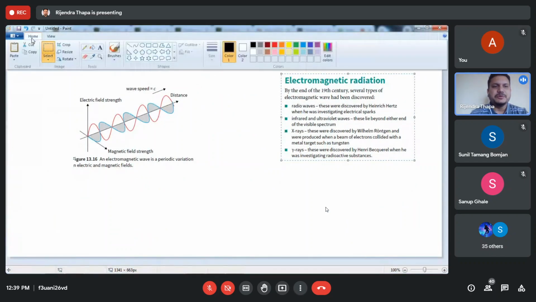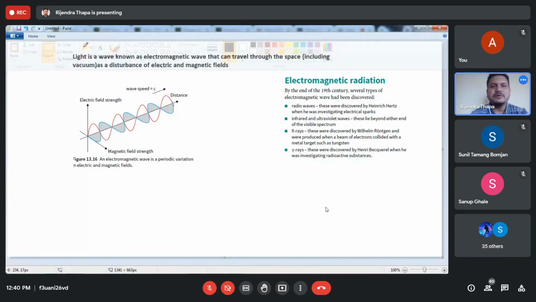Okay, you can write down this one. It's given in a book, and let's start our lecture with this definition itself. Then we'll try to understand.